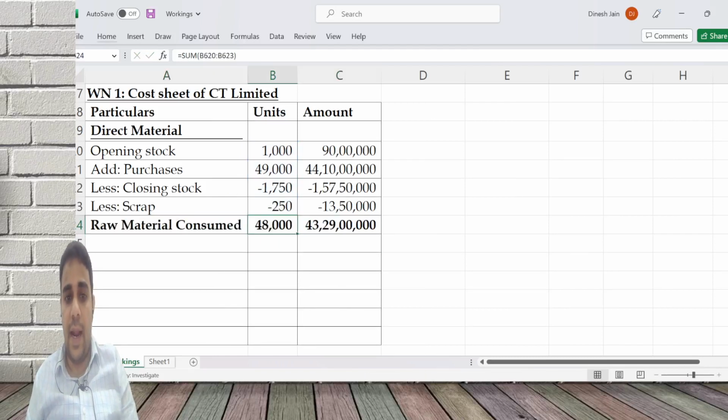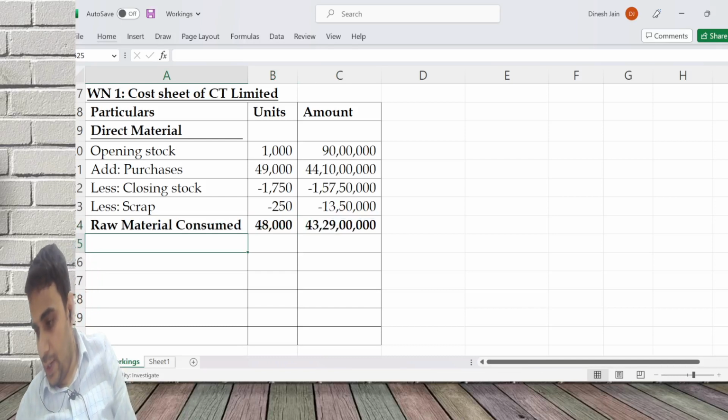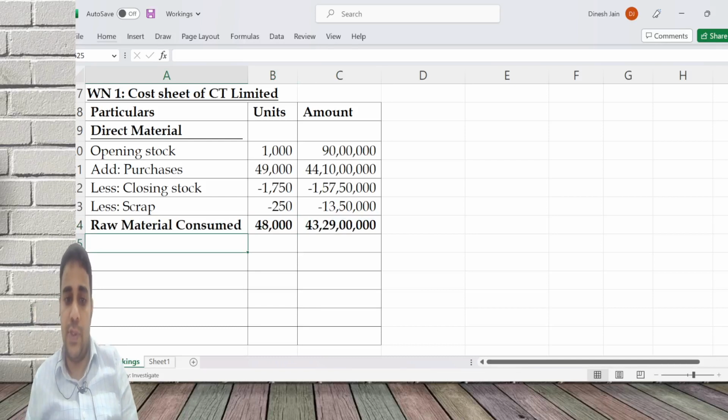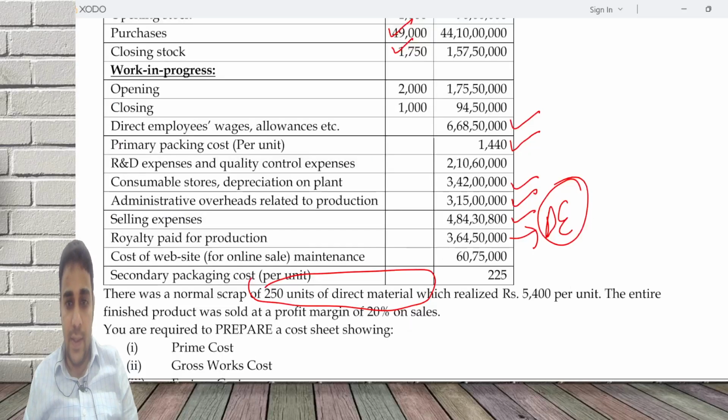There's a reason for tracking the units. You will understand the importance of this as we proceed. Raw material consumed: 48,000 units, 43 crore 29 lakh.